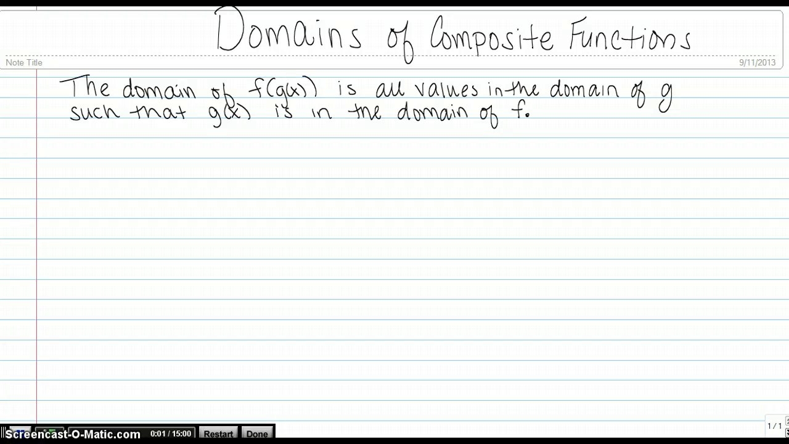Alright guys, we're going to be talking about the domains of composite functions today. And the book says that the domain of f of g of x is all values in the domain of g, such that g of x is in the domain of f. In order to understand that definition, it might be good to do a quick review of basic compositions and what happens with those basic compositions.